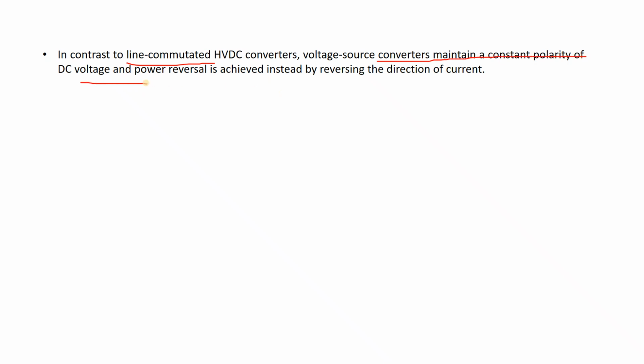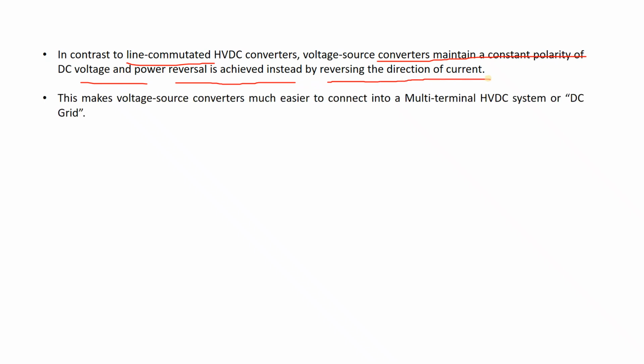So in contrast to the LCC, that is line commutated, the VSC maintains a constant polarity of the DC voltage, and power reversal is achieved instead by reversing the direct current.